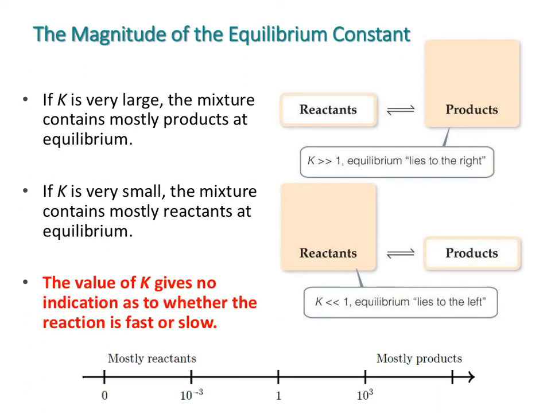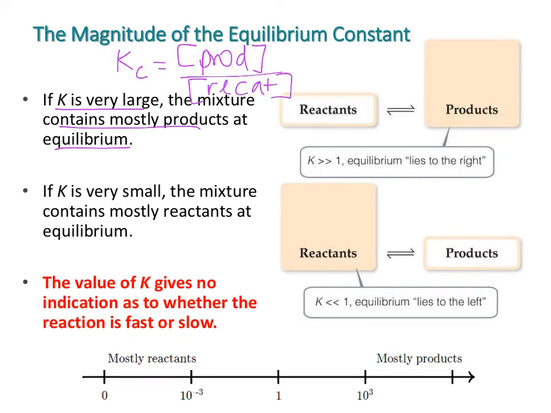So how can we compare K to Q? In order to do that, let's first talk about K. If K is very large, the mixture contains mostly products at equilibrium. So how does this happen? Why is K very large, and how do we know that it's mostly products? If we go back to the definition of it, it's products over reactants, right? So I'm just going to write products, reactants. Oh, I spelled that wrong. Well, you get the point.